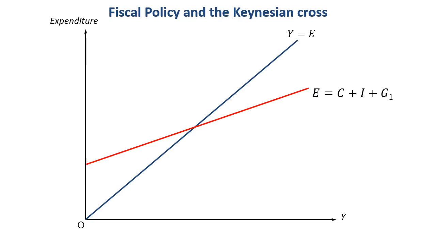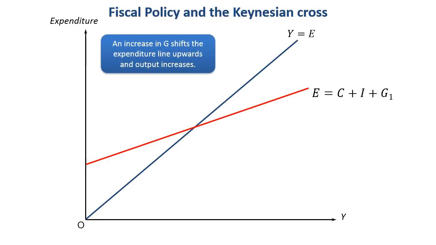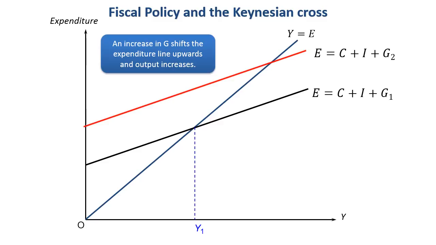We can show fiscal policy using our Keynesian cross model. We start in equilibrium, where the expenditure function, E, which is equal to C plus I plus G1, crosses the equilibrium condition Y equals E. So we start at Y1, and there is fiscal policy. An increase in G is going to shift the expenditure line upwards. Remember that G is exogenous in our model, so an increase in G just shifts the line up. Effectively, autonomous government expenditure has increased.